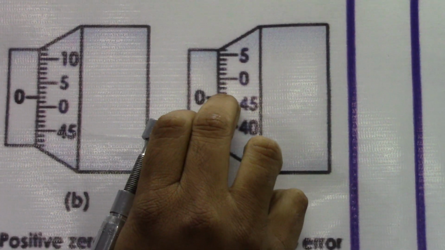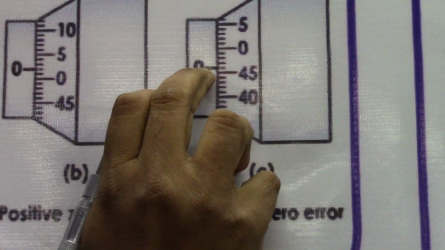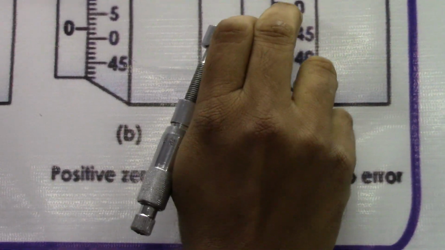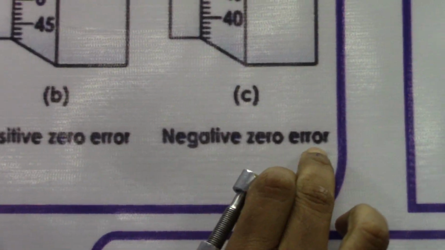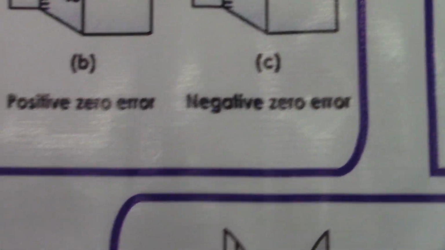Sometimes the 0 on the head scale may go above the 0 on the index line. So this is the index line and this is the 0 on the head scale. This type of error is called a negative error.